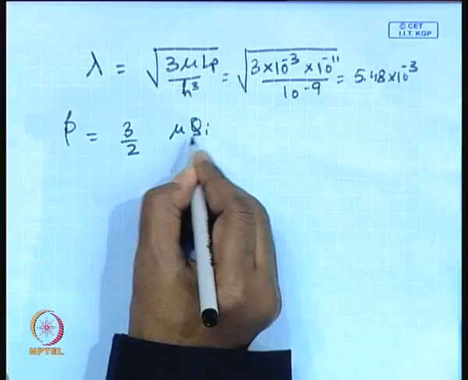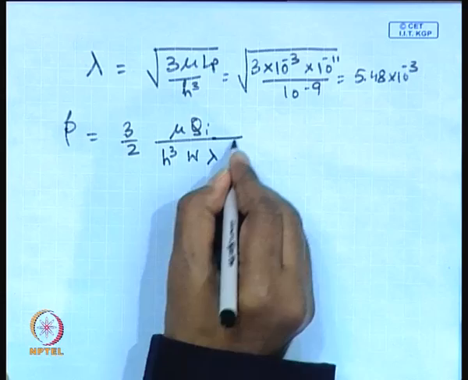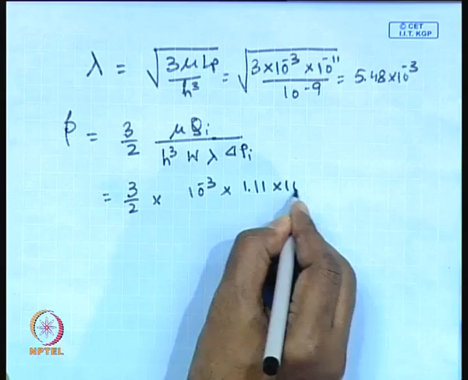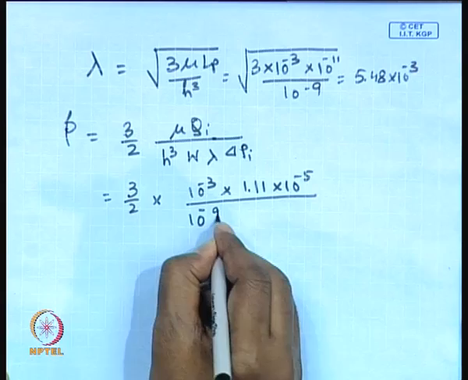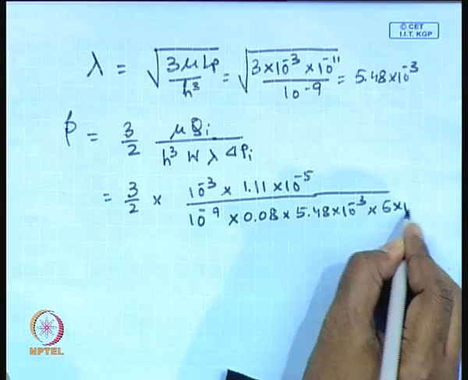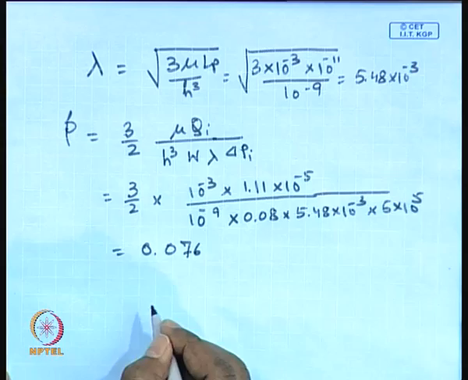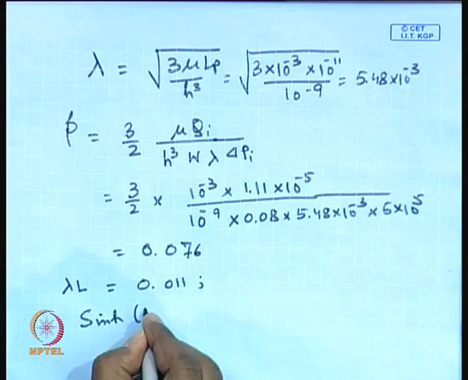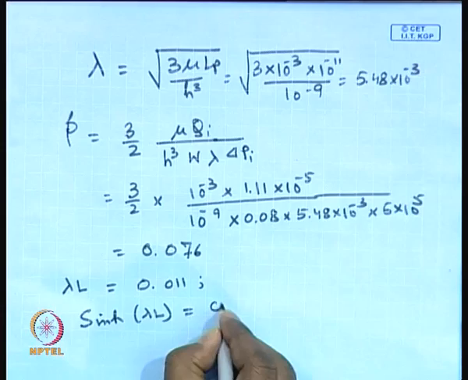3/2 mu Q i, that is the inlet flow rate, over h cube w lambda delta p at the inlet point, and this turns out to be 3/2 × 10⁻³ × 1.11 × 10⁻⁵ over 10⁻⁹ × 0.08. The value of lambda is 5.48 × 10⁻³, and delta p I is 5 × 10⁵, and it turns out to be 0.076. So, lambda L you have to find out, lambda L turns out to be 0.011, and sin h lambda L and cos h lambda L you would like to calculate. So, sin h lambda L turns out to be 0.011. And cos h lambda L turns out to be 1.